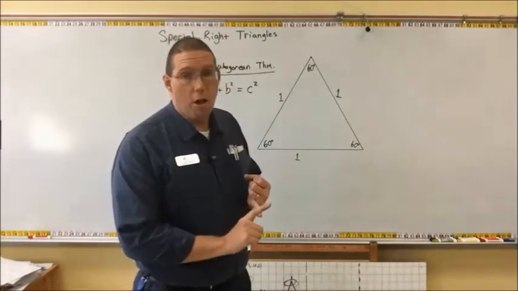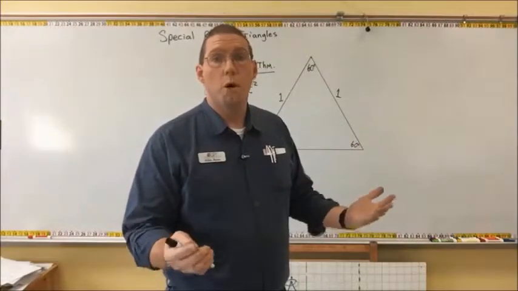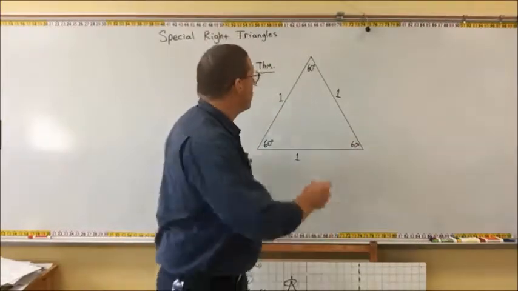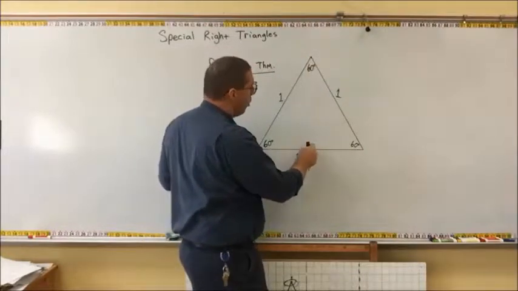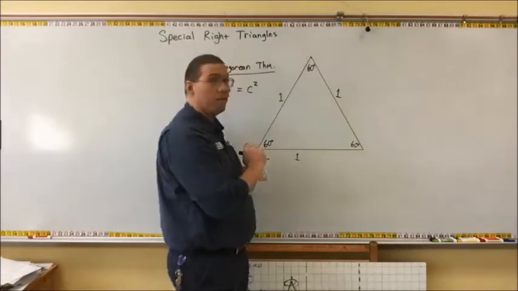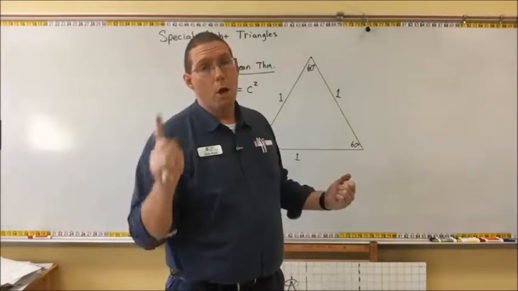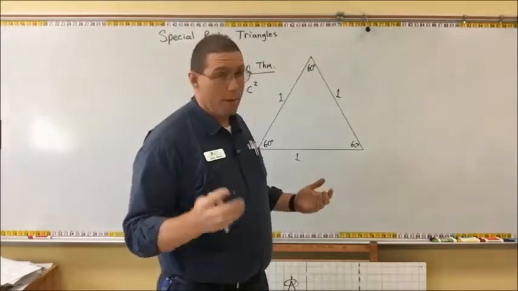First of all, it creates 2 right triangles. Because when we go from here down to here and make a 90-degree angle, we're going to have a 90-degree angle on the right and a 90-degree angle on the left. Now, we only need one of those right triangles. We don't need both of them, and that's okay.